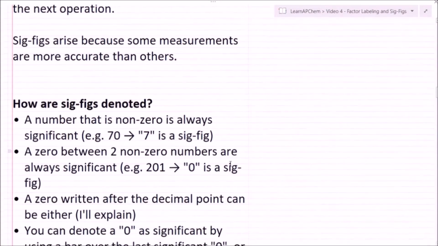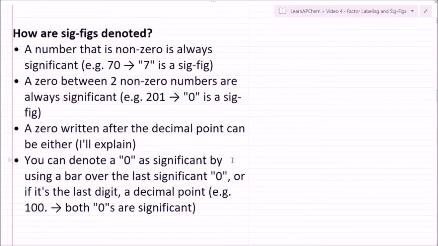So how are sig figs denoted, and what qualifies as a sig fig? A number that is non-zero is always significant. So 7 is a sig fig here in 70. A zero between two non-zero numbers is also always significant. So in 201, 0 is a sig fig. Now a 0 written after the decimal point can be either.